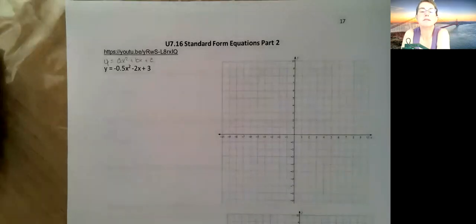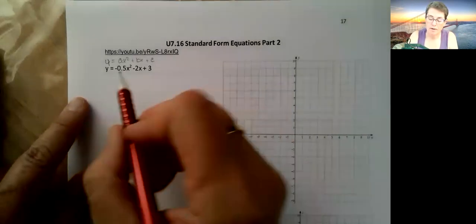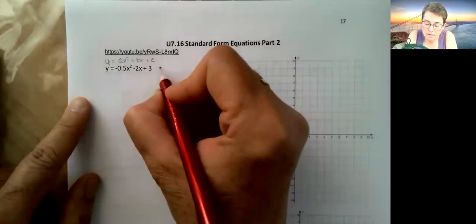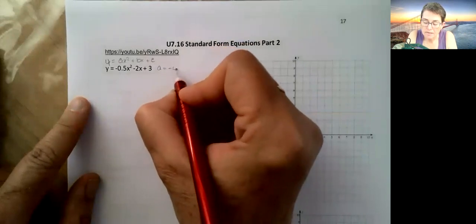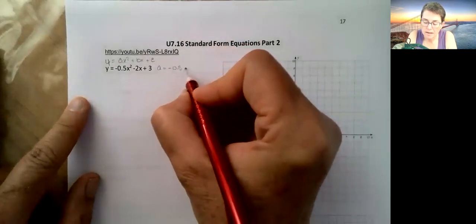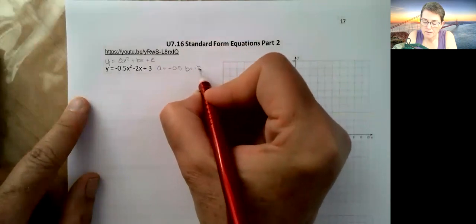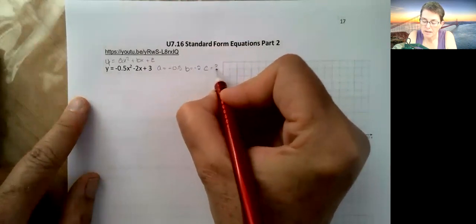Hi there, this is video 617. We're still working on standard forms of the equation, and the equations are a little bit more interesting on this one. So here we go. I've already written out my standard form up there. So A is equal to negative 0.5, and B is minus 2, and C is 3.